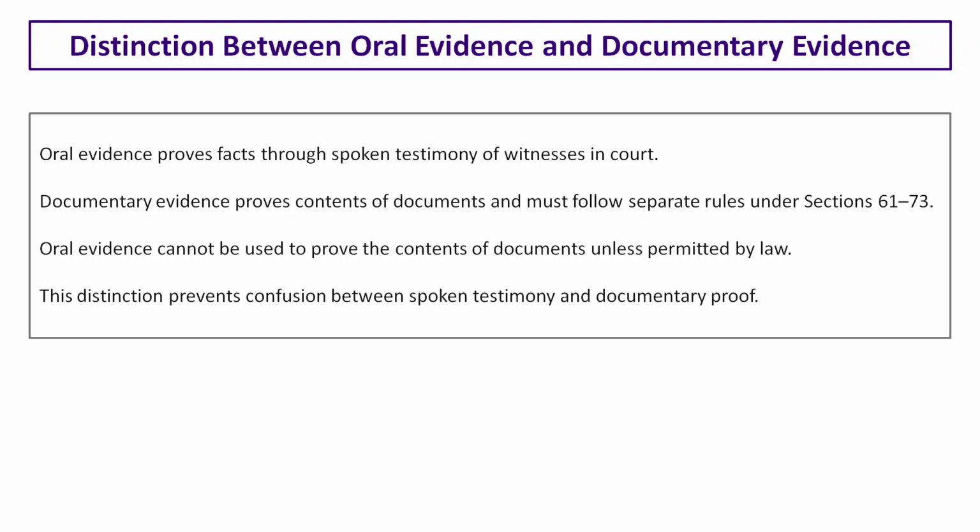Direct evidence is admissible under section 60 because it can be tested through cross examination. Hearsay evidence is generally inadmissible because the original source of information is not available for cross examination. Let us see a simple comparison. If a witness says, I saw the accused stabbing the victim, that is direct evidence. If the witness says, my friend told me that he saw the accused stabbing the victim, that is hearsay. In the first case, the court can question the witness directly. In the second case, the real witness, the friend, is absent.